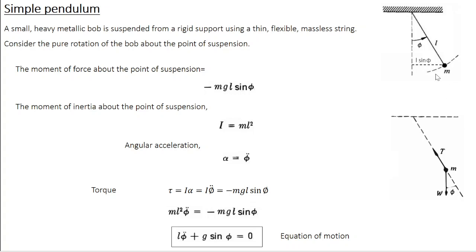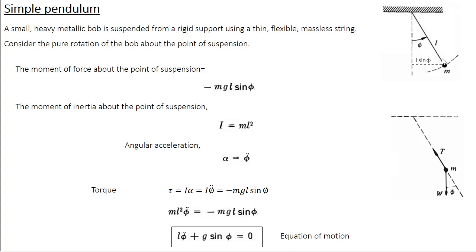Now at this point, the moment of force about the point of suspension. So one thing before that, this is a pure rotation because the point of suspension is stationary. So the entire oscillation happens about the stationary point of suspension. So this is a pure rotation. Now let's calculate the moment of force about the point of suspension.